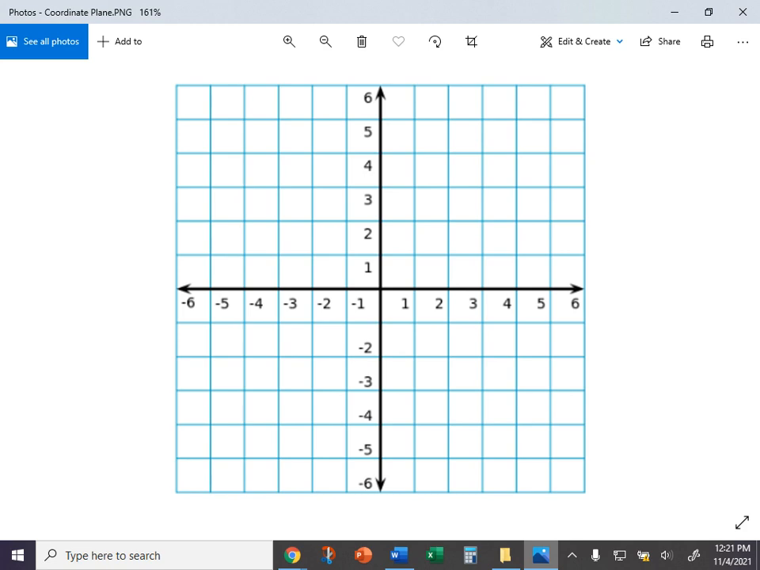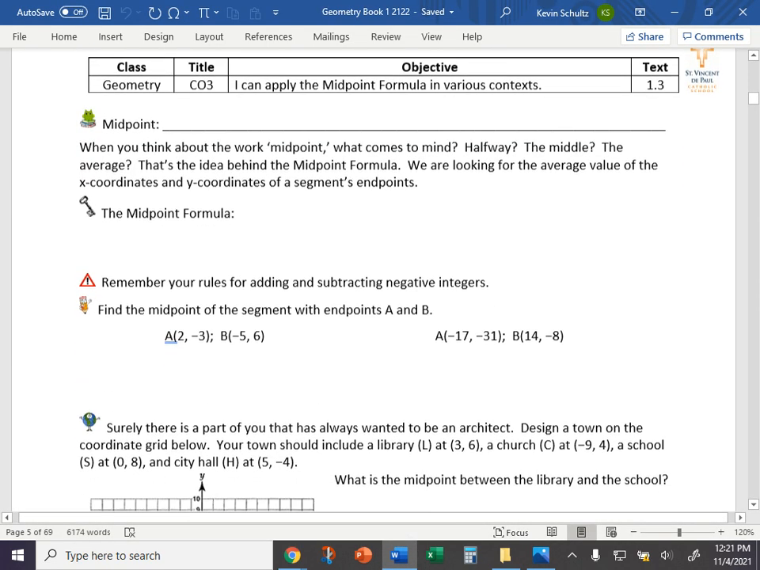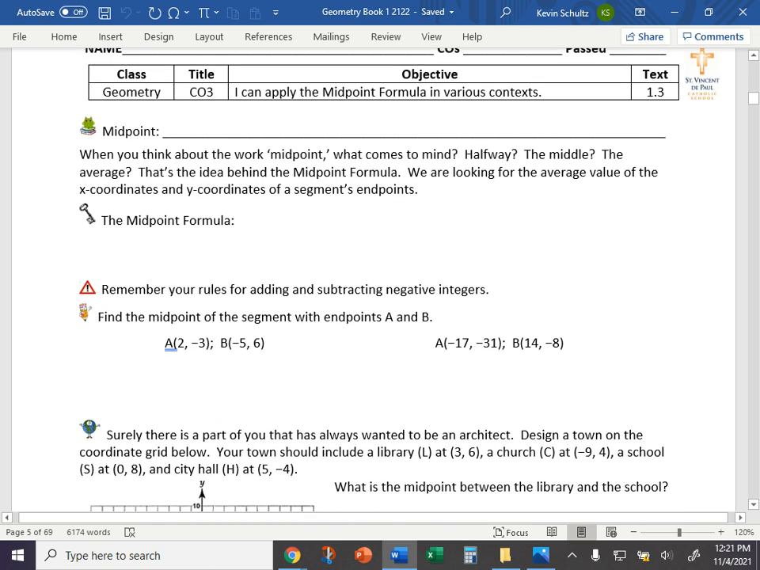We're going to cover CO3 today, which is applying the midpoint formula. And so we're going to go back to the coordinate plane and look at how to get the midpoint of a segment. Why does it have to be a segment that we're trying to find the midpoint of? Let's start there. Why does it have to be a segment that we're finding the midpoint of, Drake?